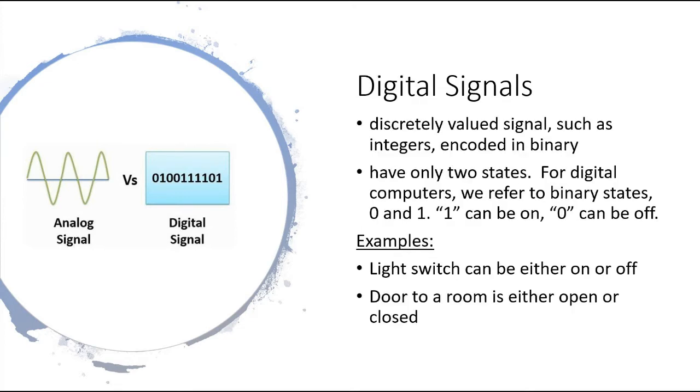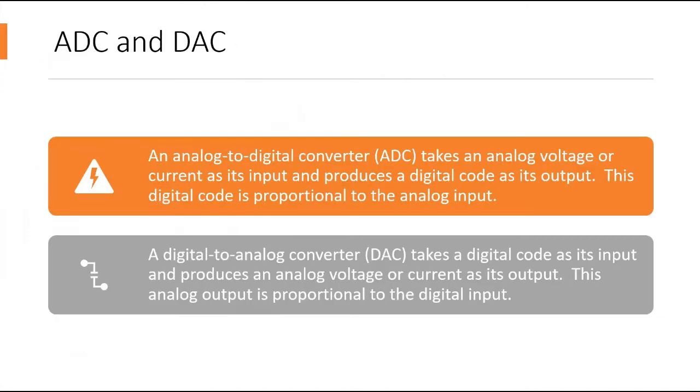Okay, and then digital signal is a discretely valued signal such as integers encoded in binary. Okay, a digital signal has only 2 states. Okay, for a digital computer we refer to binary states 0 and 1. So 1 is on and 0 can be off. Okay, for example, a light switch can be either on or off. The door to a room is either open or closed. So digital signal ni refer kepada 0 and 1. Okay, so that's why we call it digital signals.